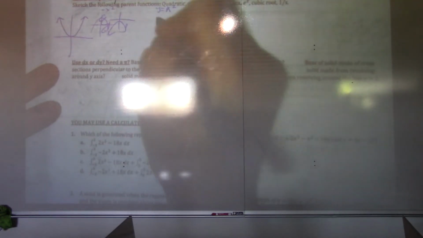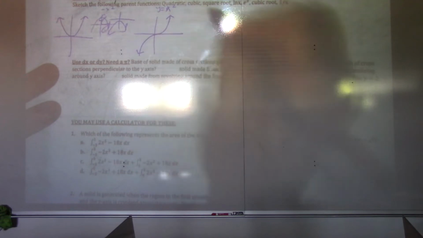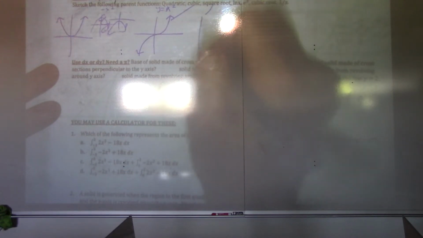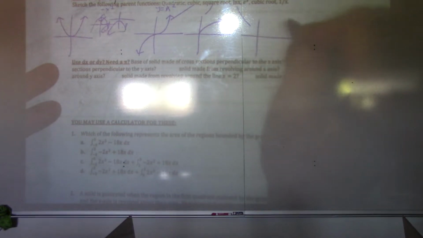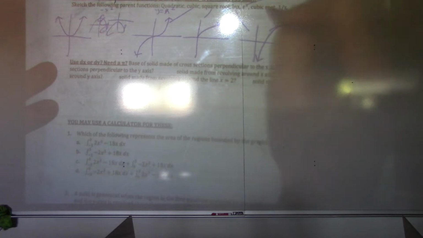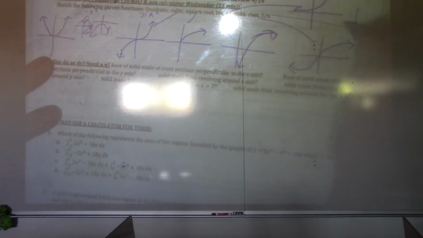All right, cubic will look like this. Square root starts at 0, goes up like that. Natural log, similar, but it goes down into the negatives and flat. E to the x will look like exponential. Cube root looks like square root, but then negatives. And 1 over x looks like this.